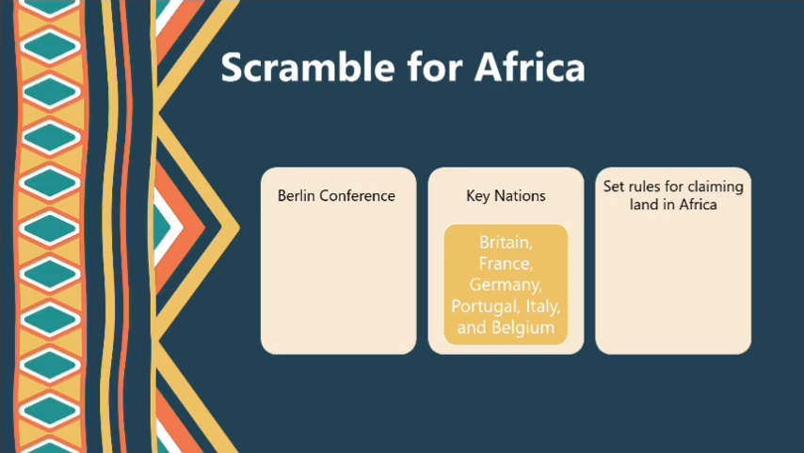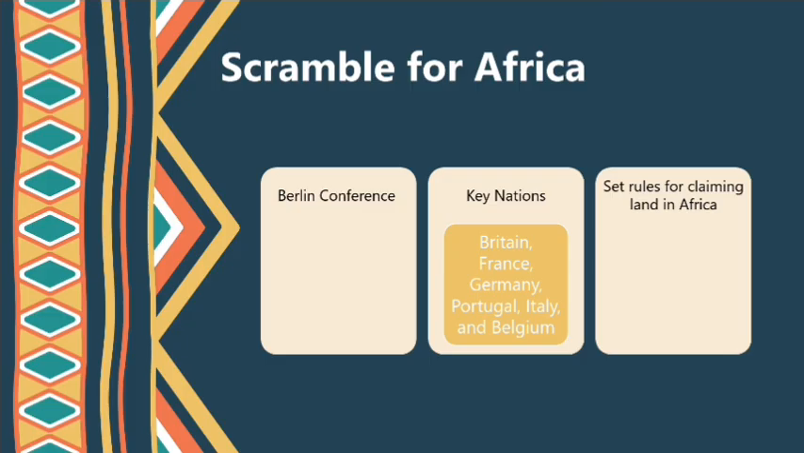This division was formalized at the Berlin Conference in 1884. The key nations involved sat down to set rules for claiming land in Africa. Crucially, no African leaders or representatives were invited to this conference. So, the Europeans treated the continent as a blank map to be carved up, ignoring all existing boundaries, cultures, political structures, and tribal values.